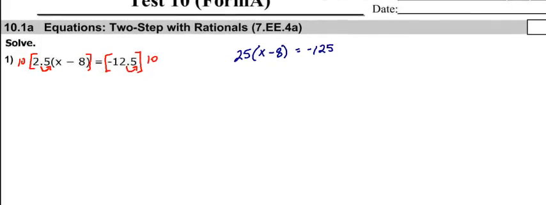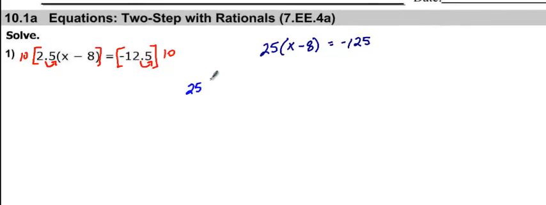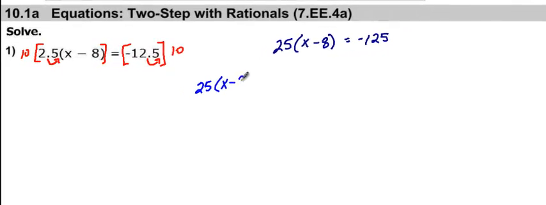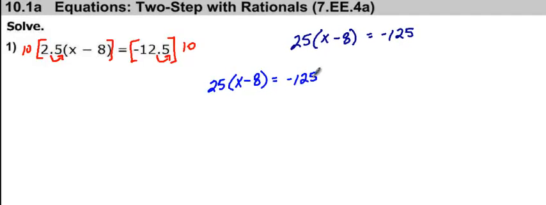Now there are two ways that you might solve this. So I'm going to show you both of those ways. I'm going to show you the one that I prefer, which is to take the 25 outside the parentheses and treat it like a coefficient. And it really is, in a way, a coefficient. It tells us how many groups of x minus 8 we have. So we're going to treat it like a coefficient. We're going to divide by that coefficient.